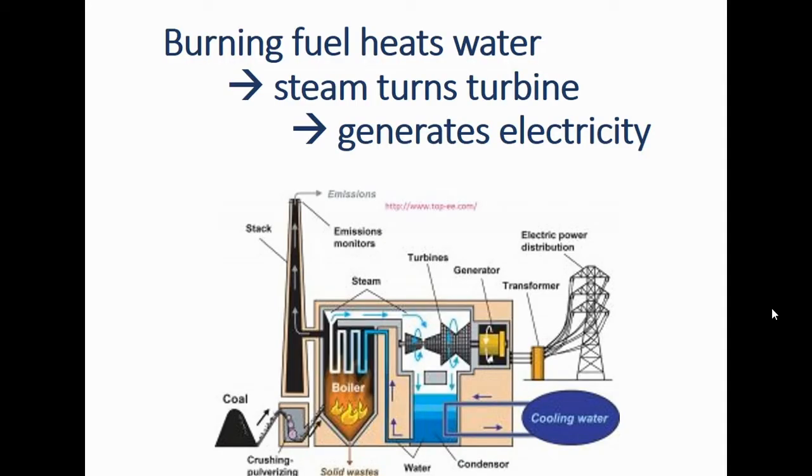All of these forms of energy use some form of fuel that heats water. This hot water turns into steam. The steam turns a turbine, which rotates a coil of wire in a magnetic field and generates electricity. Whether we are burning coal or natural gas or using nuclear fission in order to heat water, the process is the same once we have hot water.